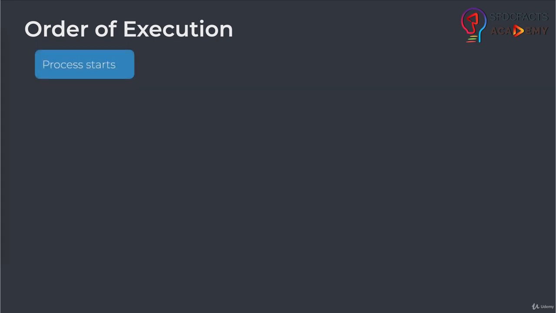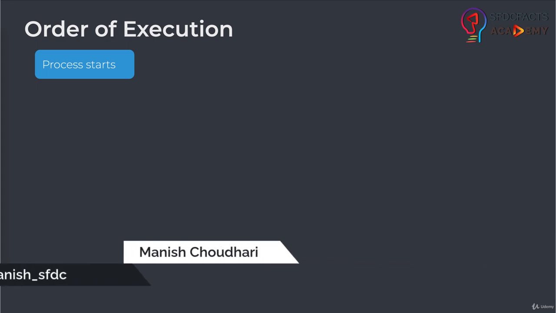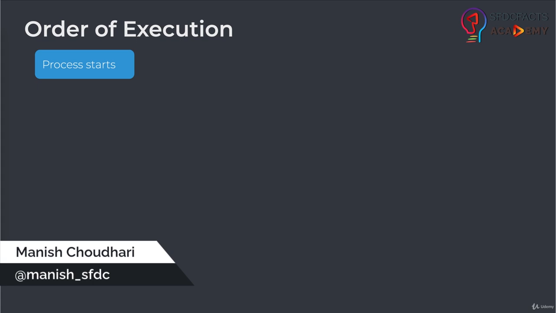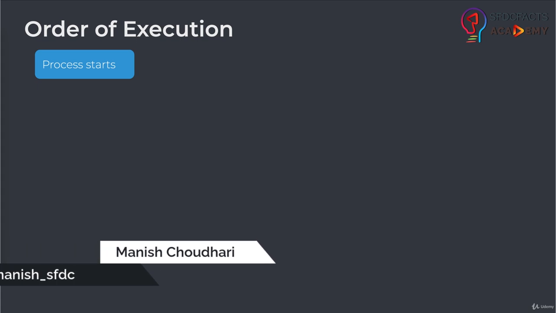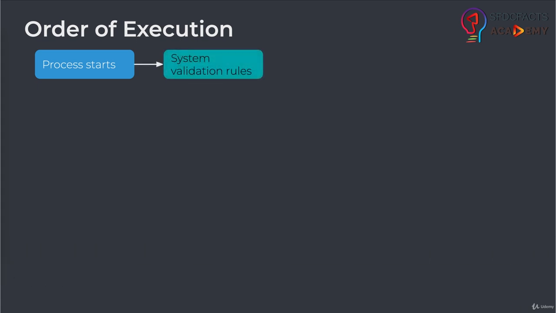So first your process starts, and this means you make some data level changes. Either you create some record, you update some record, or maybe you delete some record or undelete it. So that will initiate the complete process. After that, Salesforce executes the system validation rules, and these rules are defined on each and every field. For example, if you create an email field, then Salesforce validates the data in that particular email field, whether it's a correct email or not. The same goes for the phone number fields and all the other types of fields.